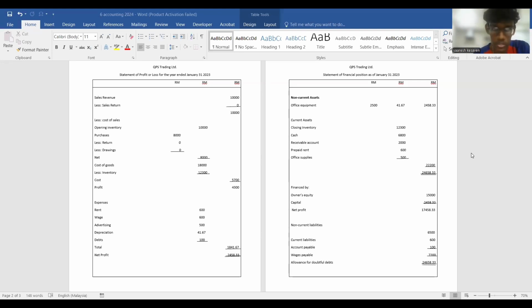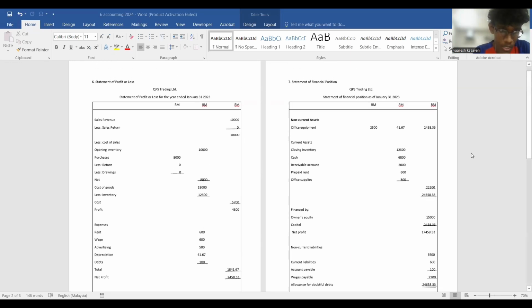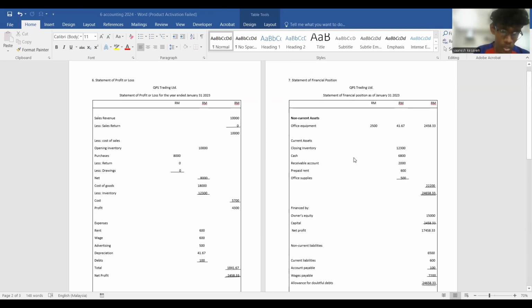Good day, everyone. These are the questions, or this is the part that I'm doing, part 4. It is a statement of profit or loss and then a statement of financial position. As we can see here, there are two tables, QPS Trading. The first one has sales revenue in the amount of 10,000.